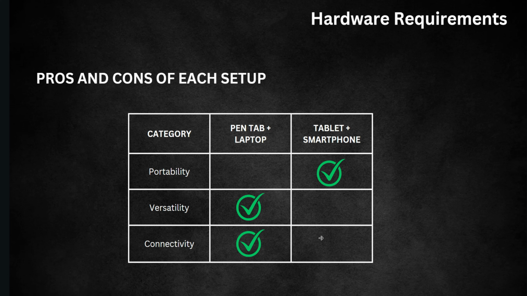So once you have this hardware, the next part is which one do you choose? If you have a say in what you are choosing, which one should you choose? If you talk about portability, tablet and smartphone obviously wins because the laptop is a bit clunky. But the pen tab and laptop setup wins the race in versatility and connectivity. What I mean by that is, versatility means if you want to edit your videos, then it's way more productive to do that on a laptop rather than a tablet, right?